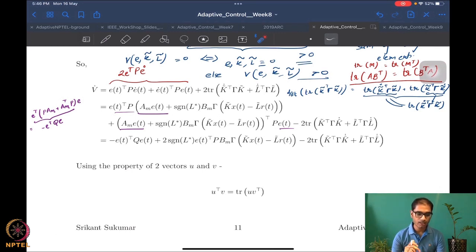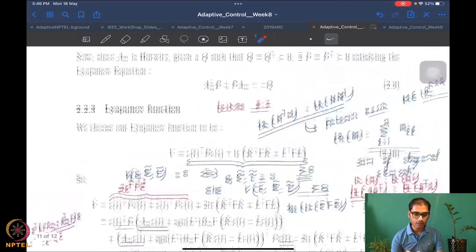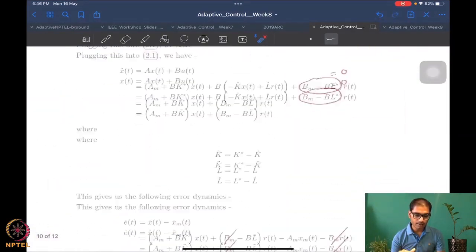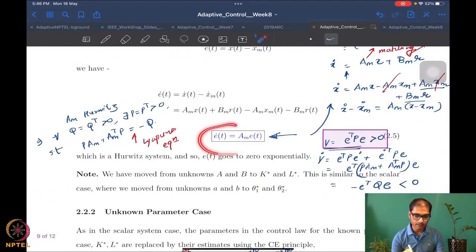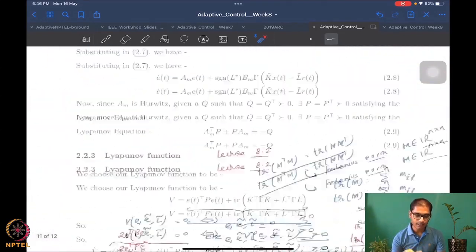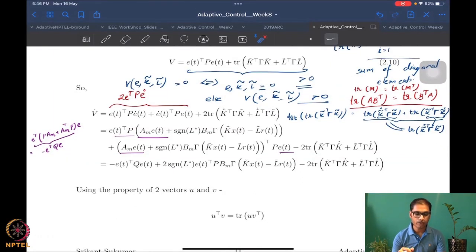Okay, all right, excellent. Now, so that's how I get this nice negative term. This is the nice negative definite term that we're always looking out for in the Lyapunov analysis. So we already have that term. And why? This is because we chose a nice target system, right? So we chose this as a target system, and that's why we get this nice negative term. Okay, and AM is a Hurwitz matrix.